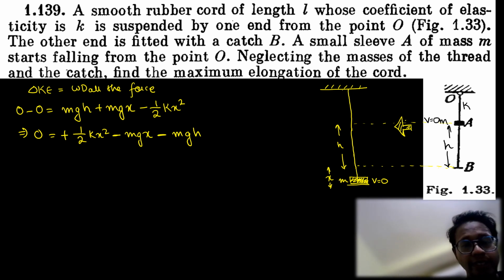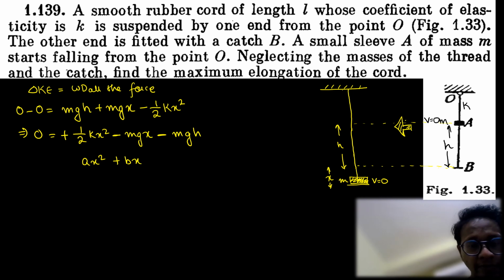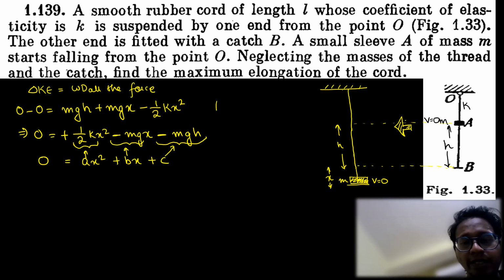Now see, this is nothing but a quadratic equation, ax square plus bx plus c is equal to 0, the form of a quadratic equation. Out here a is half k, b is minus mg, and c is minus mgh. And the roots of a quadratic equation are x is equal to minus b plus minus under root of b square minus 4ac by 2a. You have learned this in mathematics.